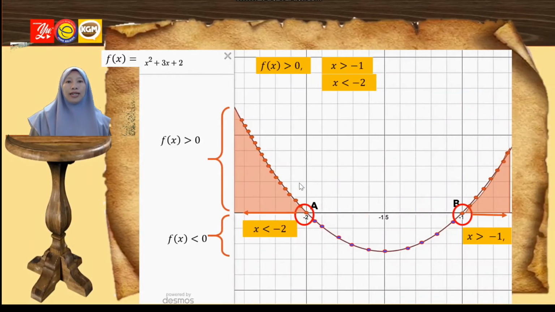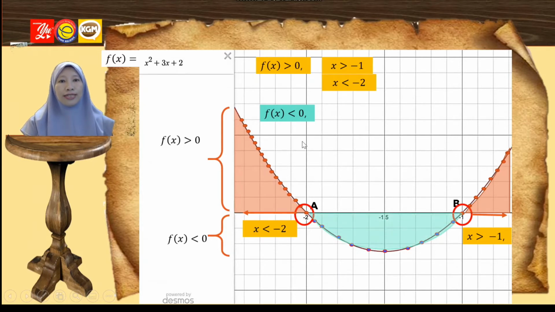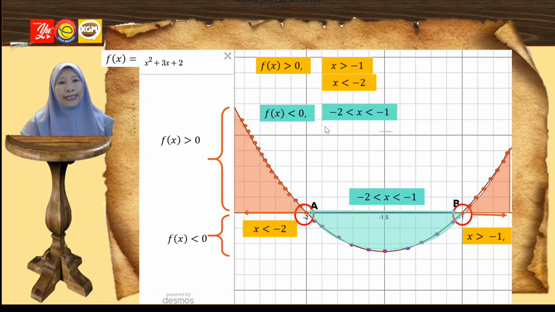What if I ask you, give me the values of x when the function is less than 0? This is the area where f(x) is less than 0. So the corresponding range of values of x is between negative 2 and negative 1. This is the solution for f(x) less than 0. We can read this as x is greater than negative 2 and less than negative 1.